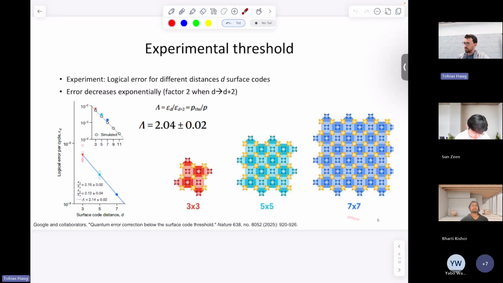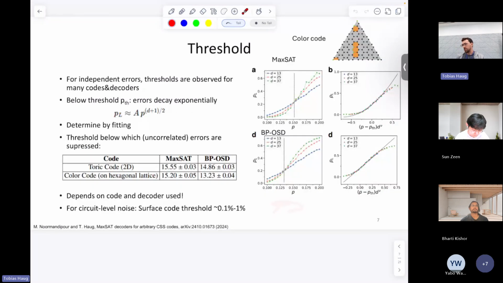So this is the threshold behavior that has been observed in experiment, but you can also study this in theory. This is an example on the next slide. What I will show you is a study we recently did, where we looked at the threshold of a particular decoder. What type of decoder, I will explain in a minute. For now, I will just show you that this is something you can also observe numerically, for example, just by simulations.